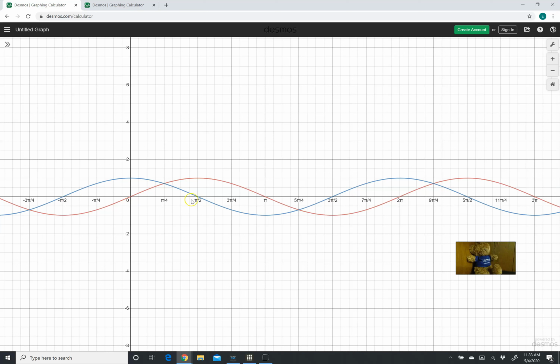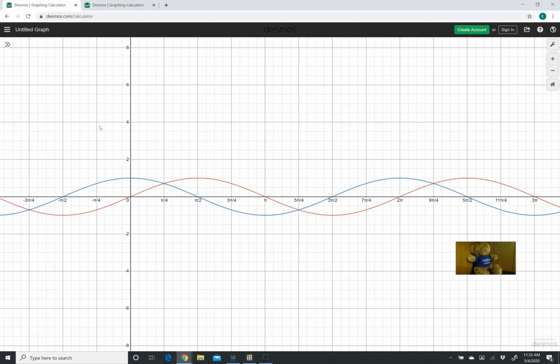So if we take the cosine graph and we move it pi over 2 to the right, we get the sine graph, okay? So this is just a shift. We just translated it, and then you get the same graph.